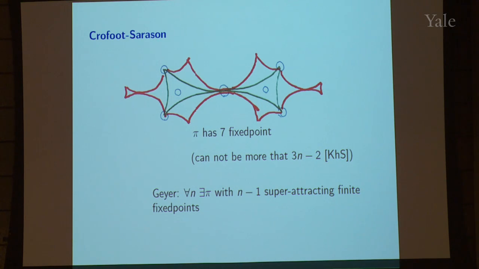So it's a theorem of Khavinson-Świątek. Simply by Fatou count, you bound the number of attracting points and then combine this with Lefschetz's fixed point theorem. So you get seven. And Sarason discovered this polynomial to show that you can reach this bound, and there was a conjecture, the Crawford-Sarason conjecture, that for any n, there is a polynomial with n minus 1 superattracting finite fixed points.